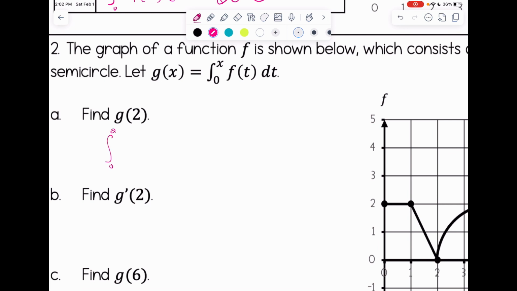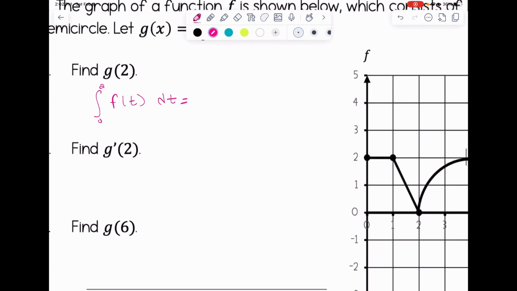We're going to plug 2 in for the upper bound, and we're going to calculate the area from 0 to 2. If I take a look at our graph here, we see that we have a trapezoid, and here are our bases. In the previous example, the bases were going vertically. Now they're horizontal. So this is going to be 1/2 times height 2 times base 1 plus base 2, so 2 plus 1. And g of 2 is equal to 3.